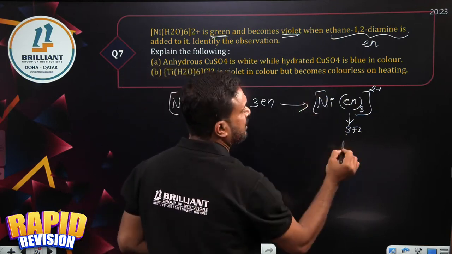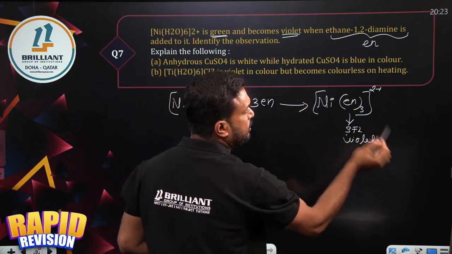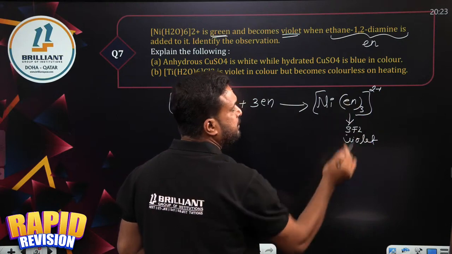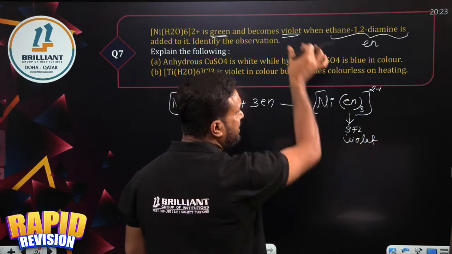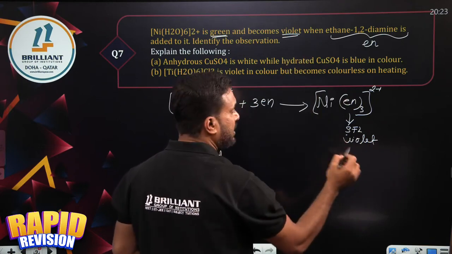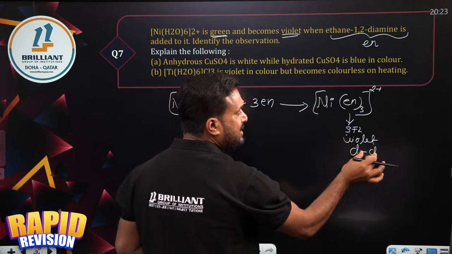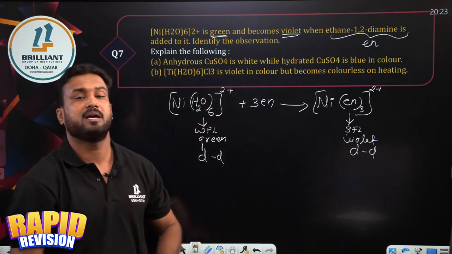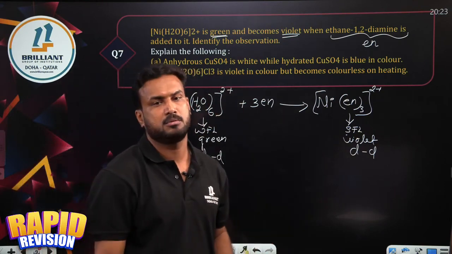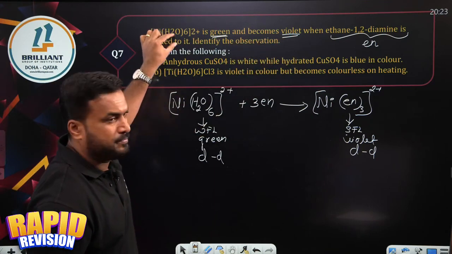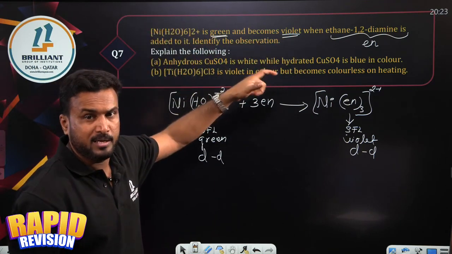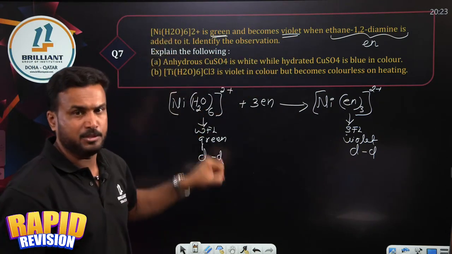Here, what is the color? The color is violet. Why is it violet? Because of the strong field ligand, light of more energy is absorbed, and then the complementary color will come as violet. So here for d-d transition, light of more energy is absorbed. That only you need to tell. So the answer is: ethylenediamine is a strong field ligand which substitutes the weak field ligand H2O.